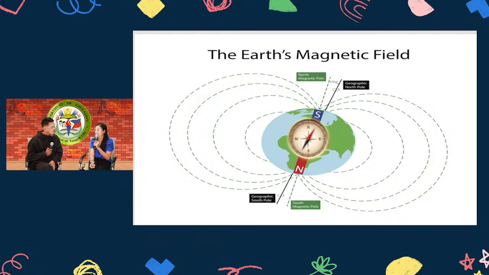Meaning to say, Sir Louis, if we try to draw the magnet of the Earth, its orientation is reversed: north is at the bottom and south is at the top. Okay. That's it about the basic principles of magnetism.